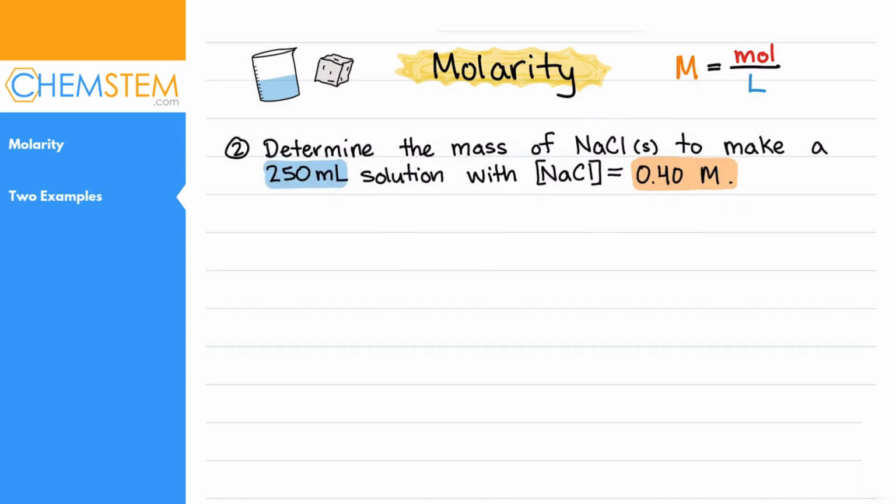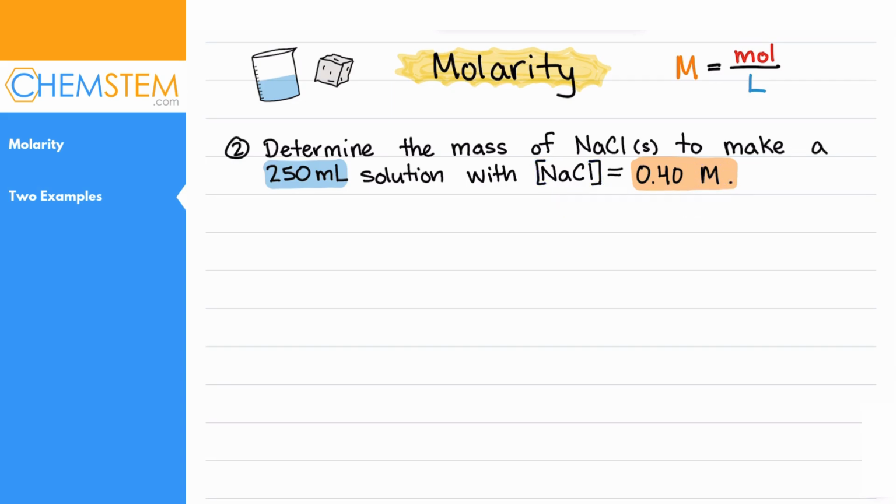Here we have another problem. It says determine the mass of sodium chloride solid to make a 250 milliliter solution with a concentration of [NaCl]. That's what those square brackets around something mean. If you see the square brackets, it means concentration of whatever's inside. So the concentration of the sodium chloride will be 0.40 molar. So this would be the molarity.